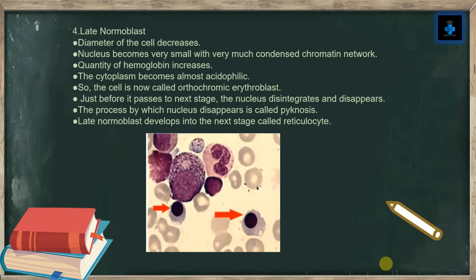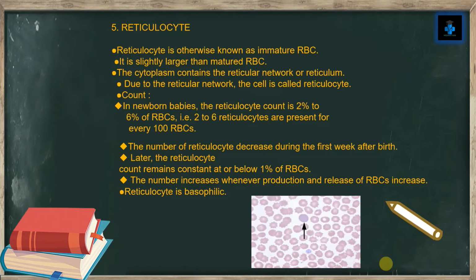Late normoblast develops into reticulocyte. Reticulocyte is otherwise known as immature RBC. It is slightly larger than a mature RBC. The cytoplasm contains the reticular network or reticulum. Due to the reticular network, the cell is called reticulocyte.